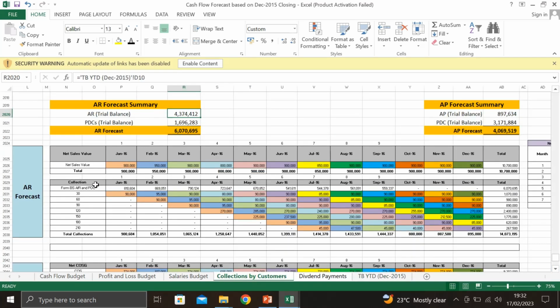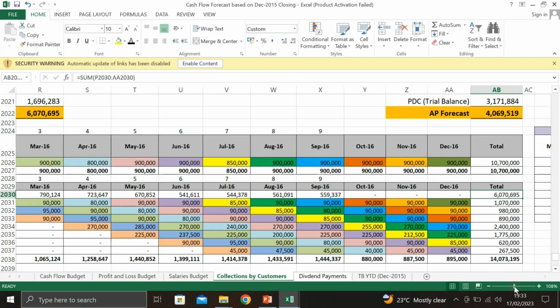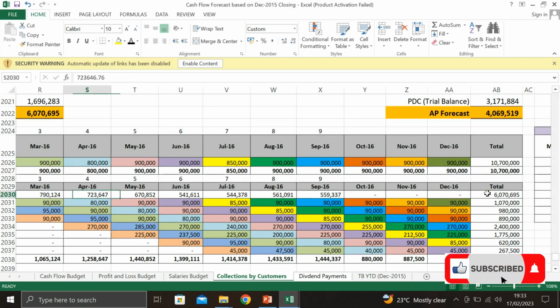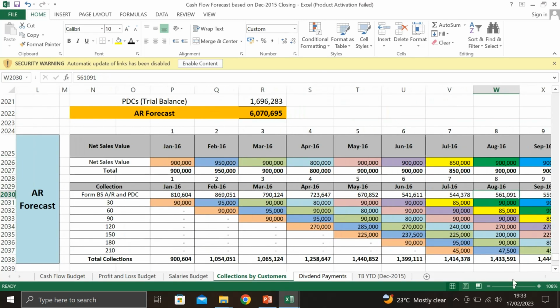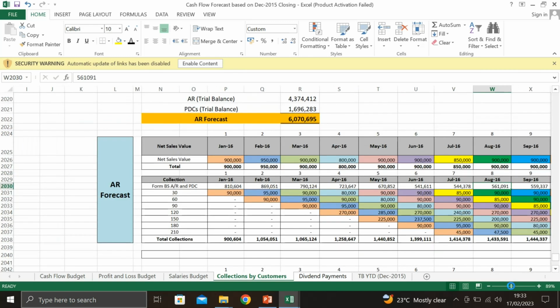So in forecasting customer payments, we have forecasted what we have the receivable balance from the customers and what we have PDCs from the customers. So this is the one, 6070. Let's make this big. As you can see, this is the one. Now you will also receive from your customer for the sales that you will make in Jan. So that also you need to forecast, how much you will receive.